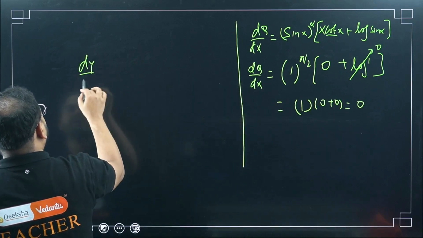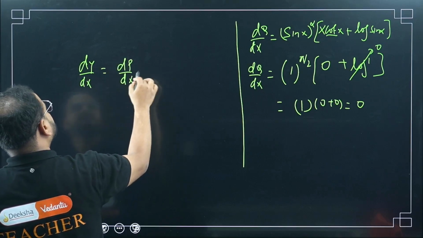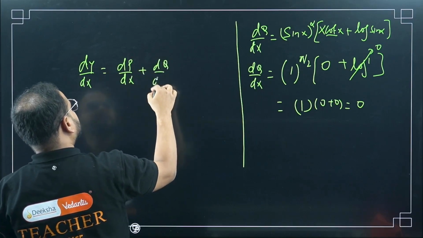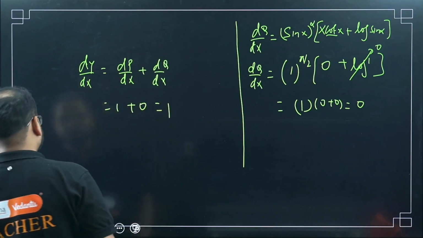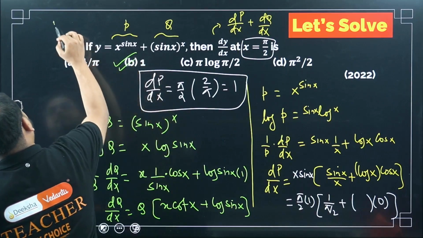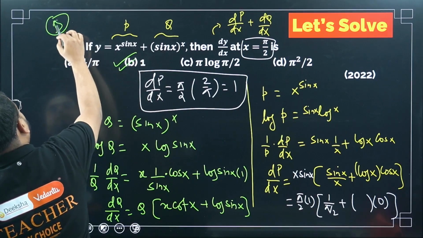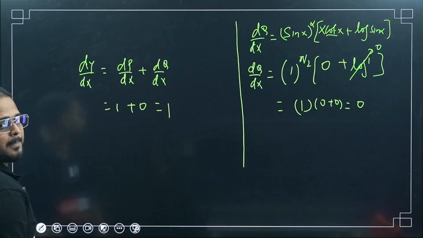So what is my final answer? My dv by dx equals dp by dx plus dq by dx. First part was 1, this is 0. What is my answer? 1. Any option like this? My option is B. Okay? Option is B. I hope this is visible.